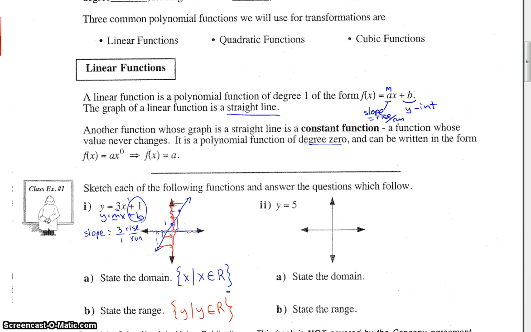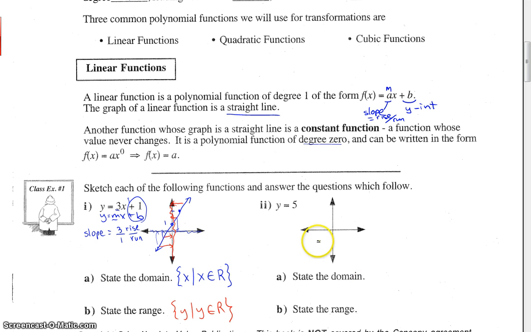Okay, next example, y equals 5. We're missing an x, aren't we? That must be a constant function. Well, I know y equals 5 here on our y-axis. Let's think of another point that would have a y-coordinate of 5, like let's say 3, 5. I see a trend here, -2, 5. This line is going to be a horizontal line crossing the y-axis at 5. Okay, let's take a look at the domain for this one.